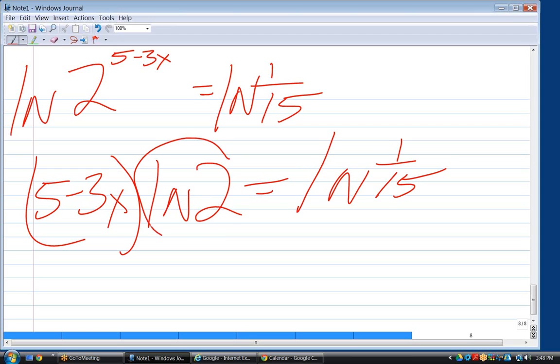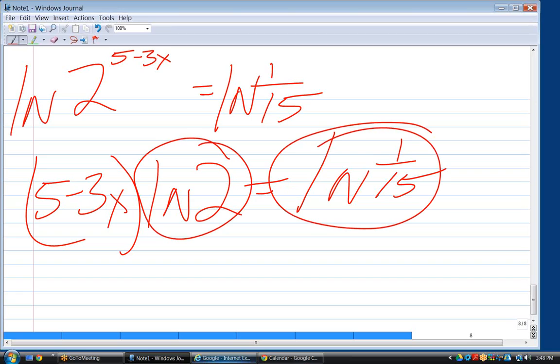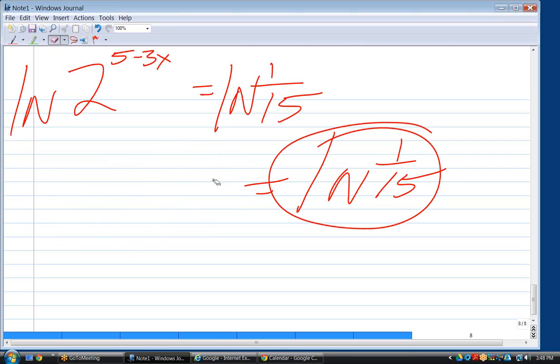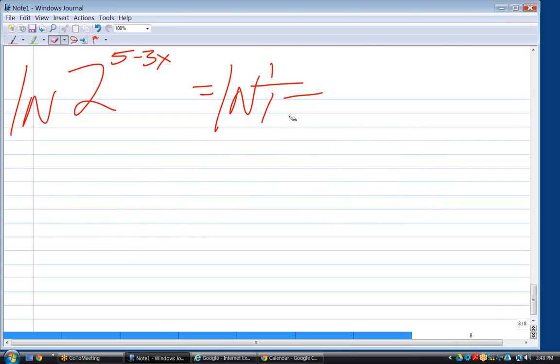In other words, this is just a number, that's just a number. So I've got a variable here and all these numbers, so I can solve it algebraically. But if you have a common base like we did, you don't need to invoke logarithms.